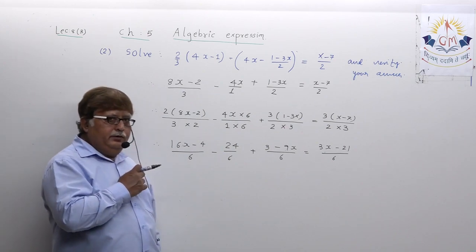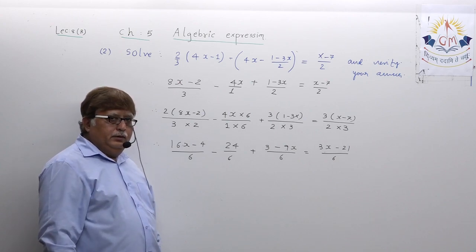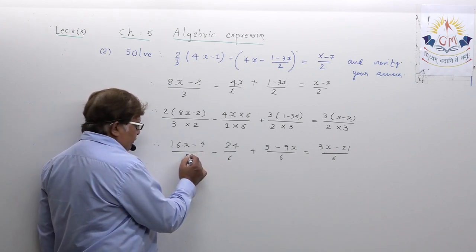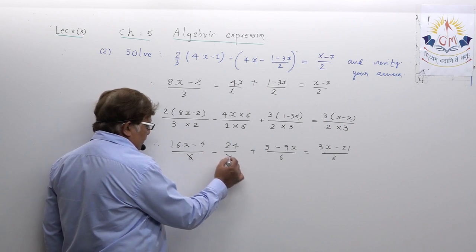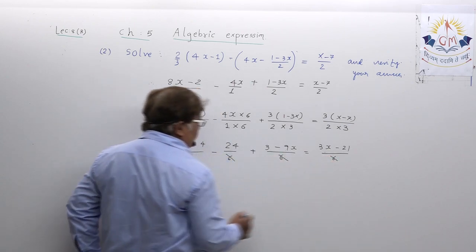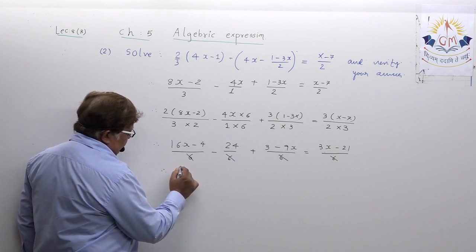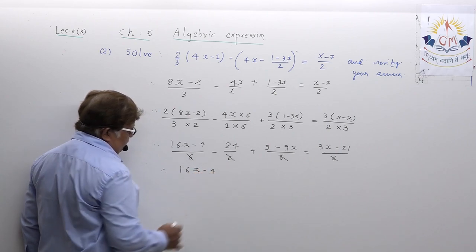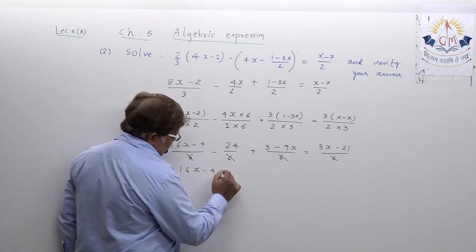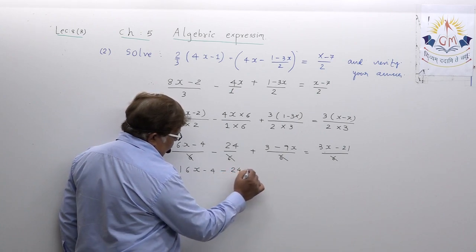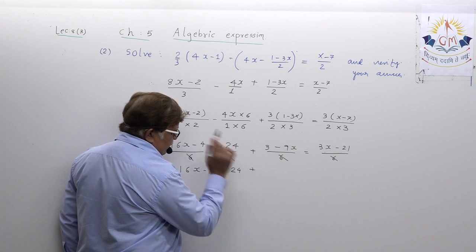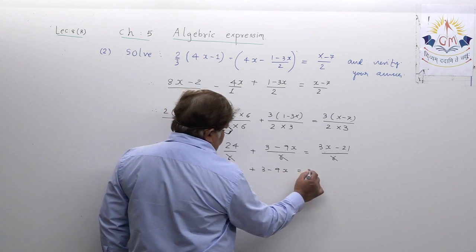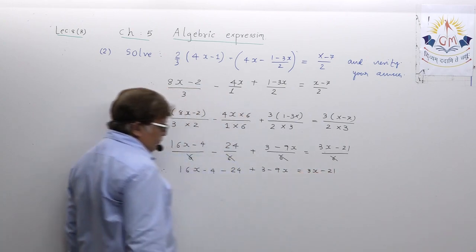Okay, verify the steps. Is it clear in your mind? Let us cancel the common denominator here and write the terms in the numerator: 16x minus 4 minus 24. Here there is a plus sign, you understood, dear students, so it is as it is: 3x minus 21.